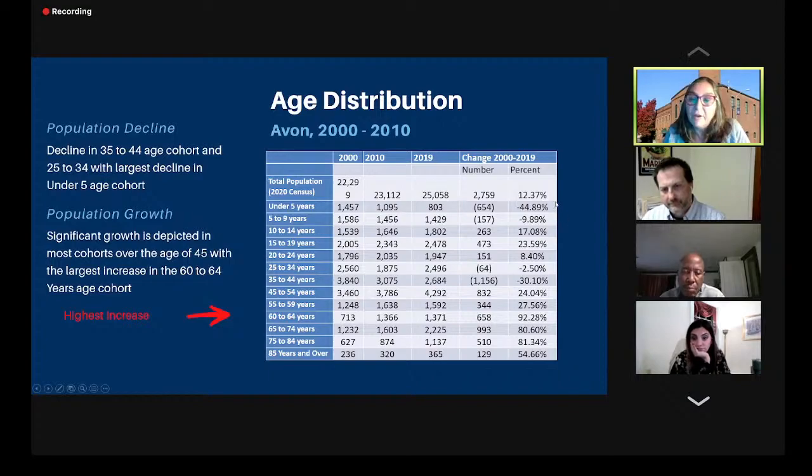You'll see here that the age groups 5 to 9 and under 5 have reduced, and these age groups over 60 have increased significantly, 92% from 60 to 64. This is basically telling me that your childbearing years, these groups of people, they're not here. And why is the population decreasing? Is it because the housing stock is too high? Or are there other reasons why the population is declining?